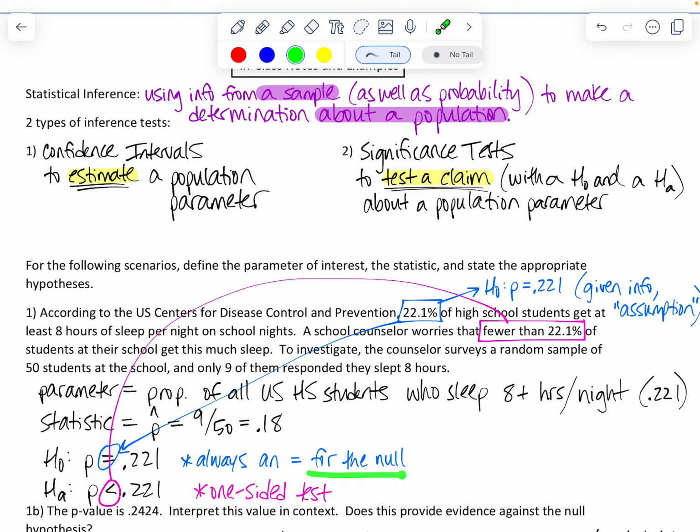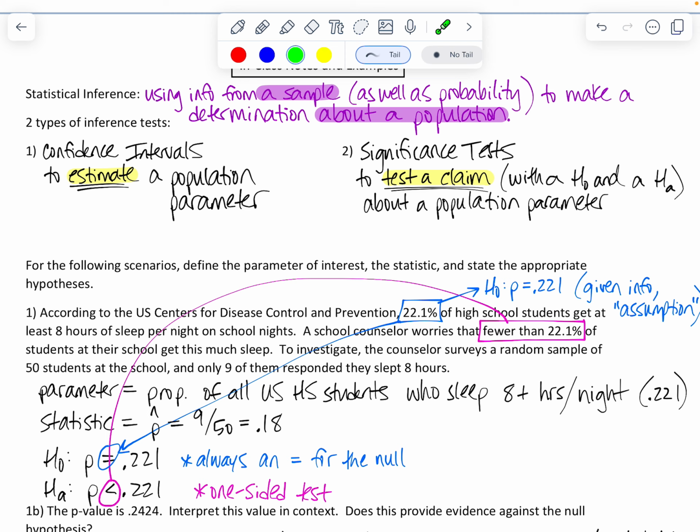And yes, the null hypothesis, you should have read about this, is always an equal sign, okay? How do we write the alternate? You have to read the wording of the question. The counselor worries that the number is less than 22.1. See how I wrote a less than symbol there? Why did I do a less than symbol? It comes from the wording of the question. This says fewer than 22.1. That is my alternate hypothesis, H sub A. Okay, that's a vocab word as well. Because this is pointing in one direction, that is called a one-sided test. I will come back to that after we do example number 2, okay?